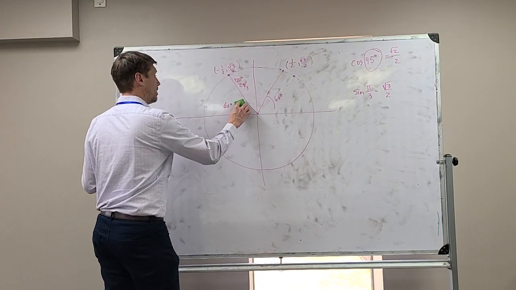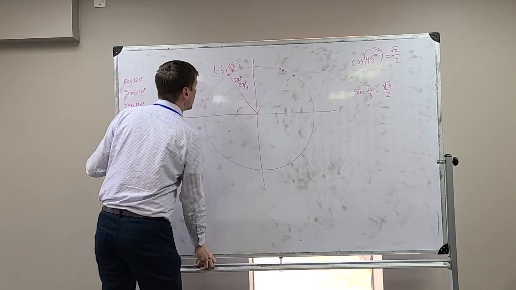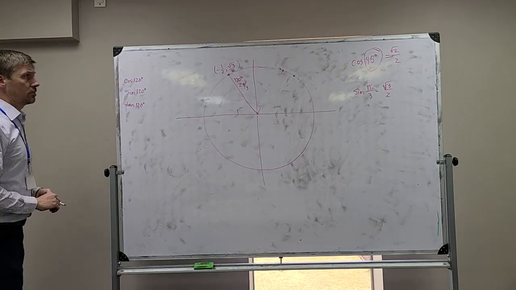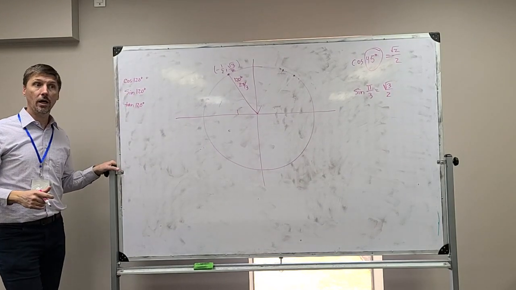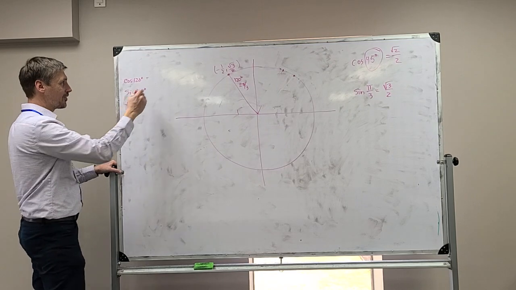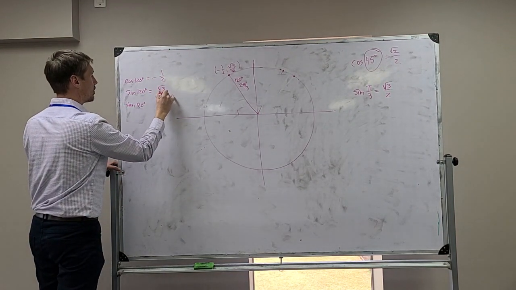I just look at where 120 degrees is, right? So I don't care about any of this stuff actually. And I just do the same thing we did before. Cosine is which coordinate, Megan? It's x, good. So this is negative 1/2. Sine is y, so that's square root of 3 over 2.